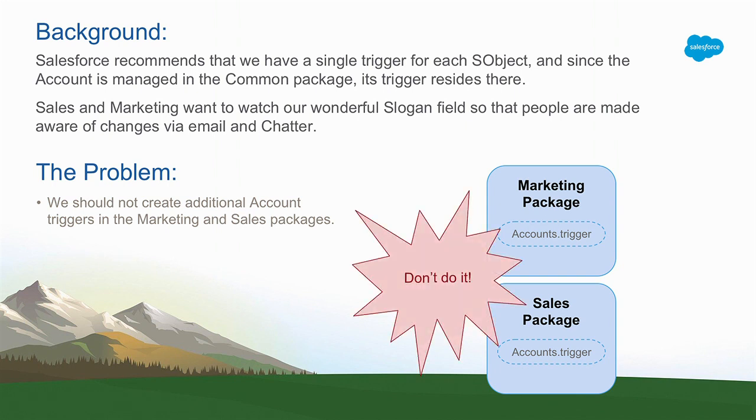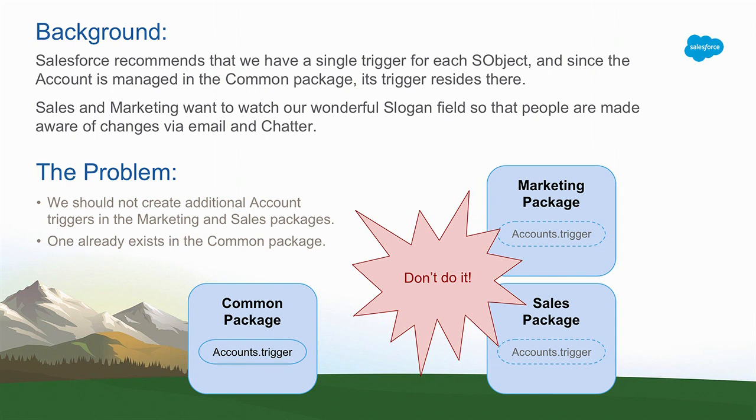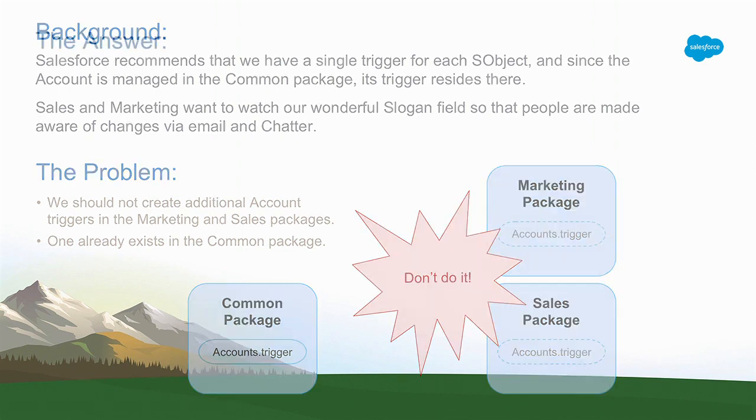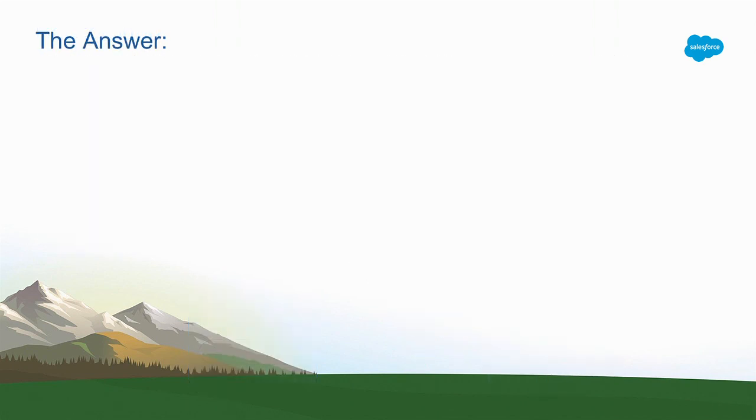And so we obviously don't want to do that, but instead in the common package, which is the package that assumes responsibility for the account object, it has an account trigger already in it. We'll just work with that to start with. So John will tell you how we figured this one out.